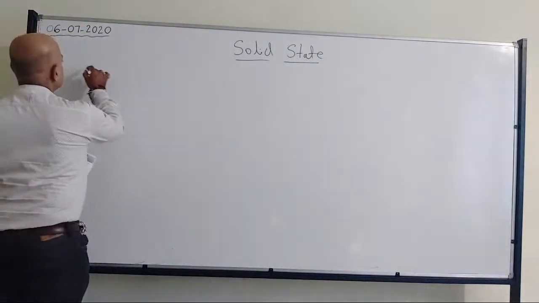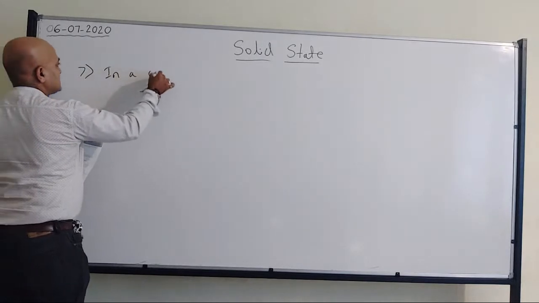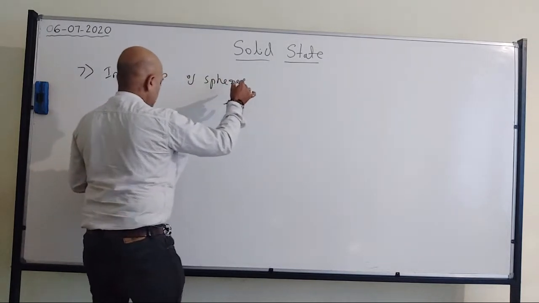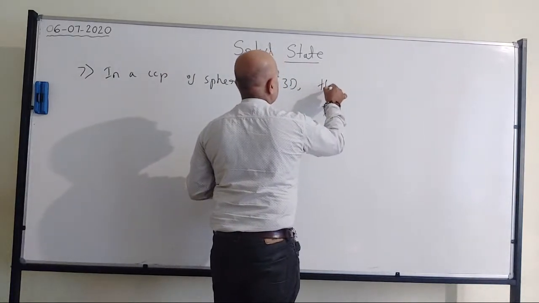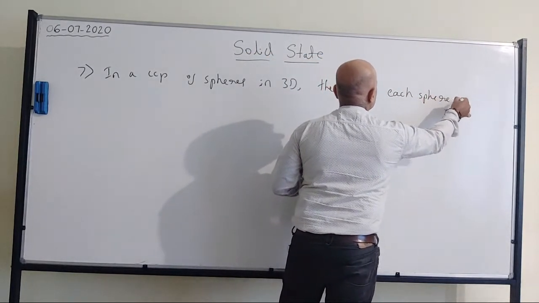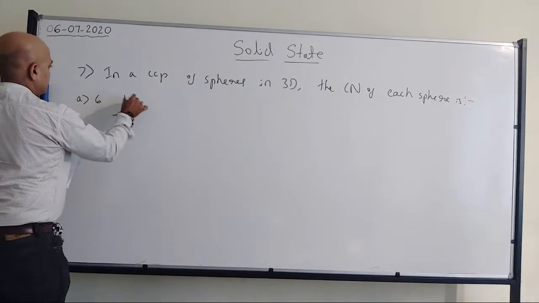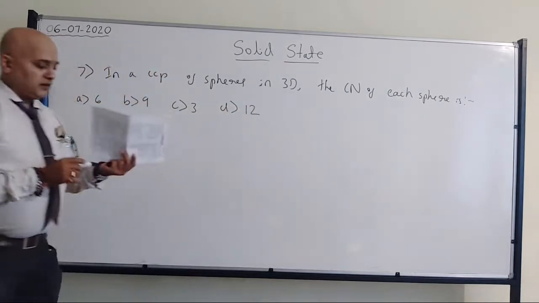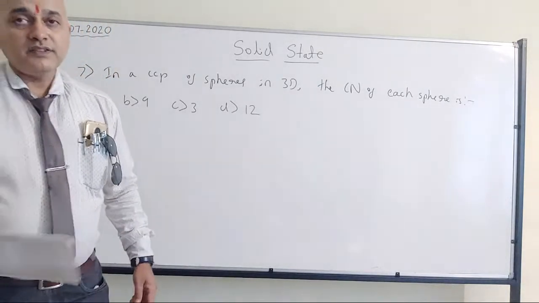Next one, question number 7. In a cubic close packing, CCP, of spheres in three dimensions, the coordination number of each sphere is, I have written coordination number as CN, A 6, B 9, C 3 and D 12. Already I have given the chart while explaining the concept. What should be the answer?